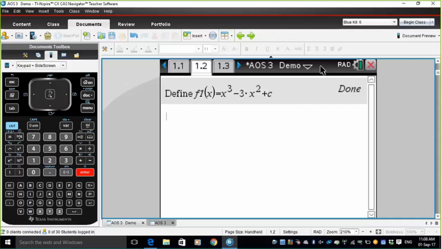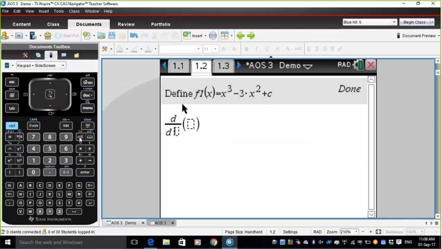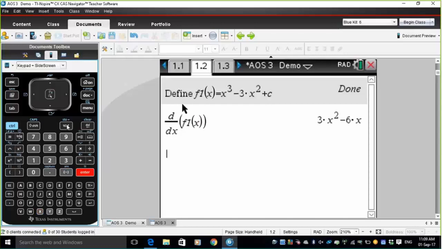Now the turning points are the important part here, so we want to differentiate the function. There are a number of ways. One way I like to do it is to hit this little template next to the book command. You can see that d by dx is highlighted there, so we'll just press enter, type in the x there, because that's the variable we're differentiating with respect to, and now we have to type in the function f1 of x, which is already defined, so we can press the var command, insert the x and press enter. So that's the gradient function, 3x squared minus 6x.